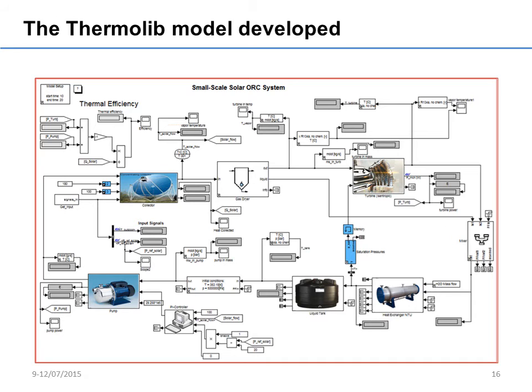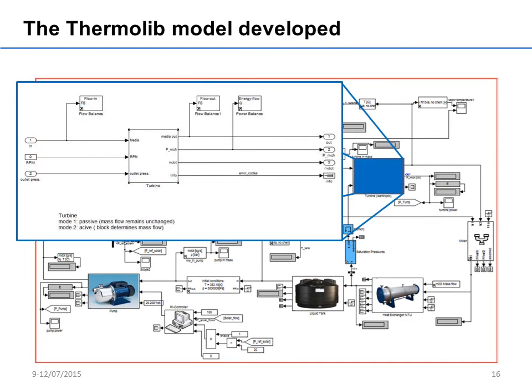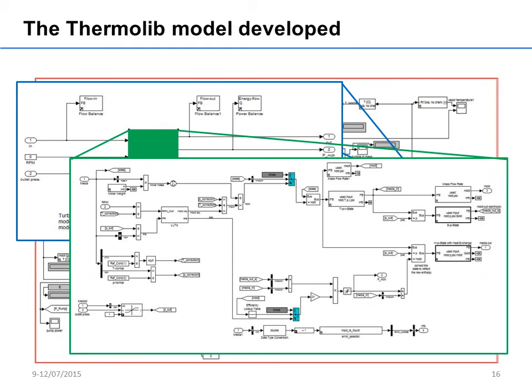Under each block, all the related equations and parameters are implemented. For example, if we see what's under this component, the expander, we can see all the related equations used to calculate the performance of the turbine and the power output, everything. Under this block, we can see all the equations and parameters related to this component.